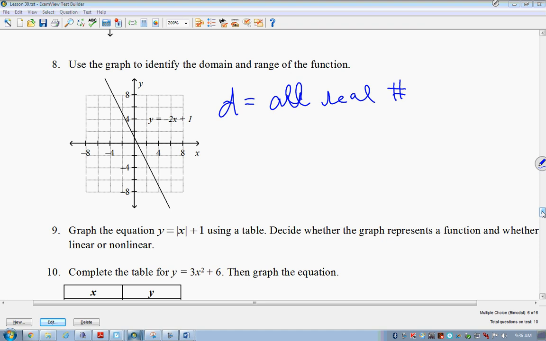Okay, what about my range, up and down? Does it seem to have any limitations? No. So all real values or numbers. Okay? Makes sense. We understand that. We're getting close to the end here, and then you guys can get started. Let's see, number 9.